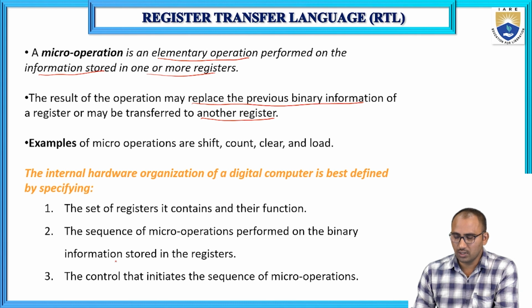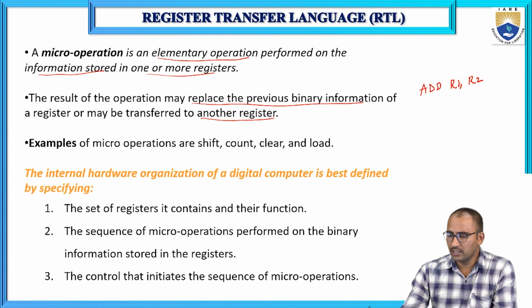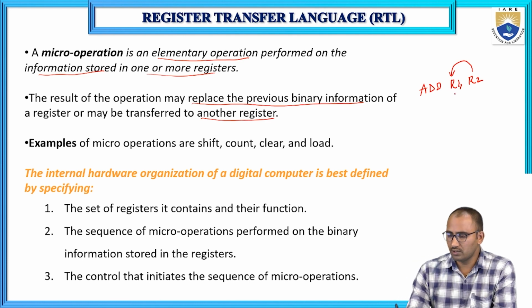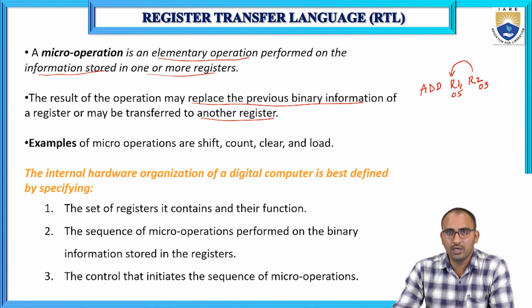Suppose you have a micro operation, like ADD R1, R2. This is one micro operation, add. Here the contents of the R2 register are added to R1. Suppose the contents of R1 is 5 and the contents of R2 is 3. After performing the addition operation, the result is 5 plus 3, 8.